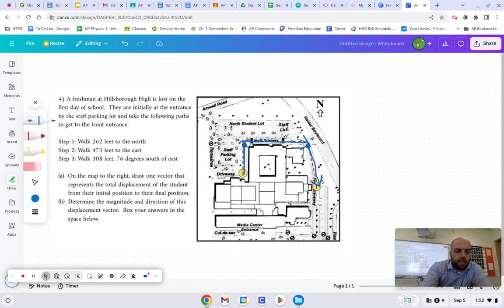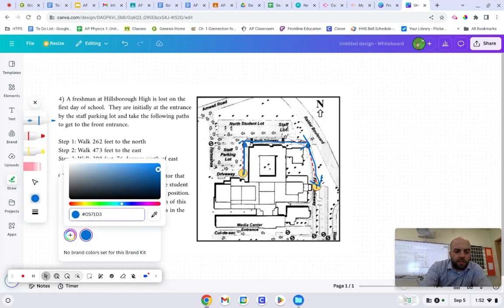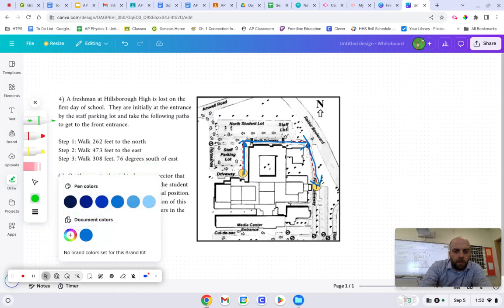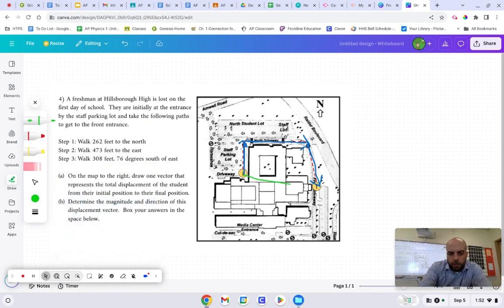So I'll do that. I'll change up the color of this one. Let's make it green. Good. So they're going to go from this initial point to this final point. And that green vector right there is the vector that they're traveling. It shows where they started, where they ended, and the direction that they went. So that's that. Draw the vector that shows where they actually changed their position from.